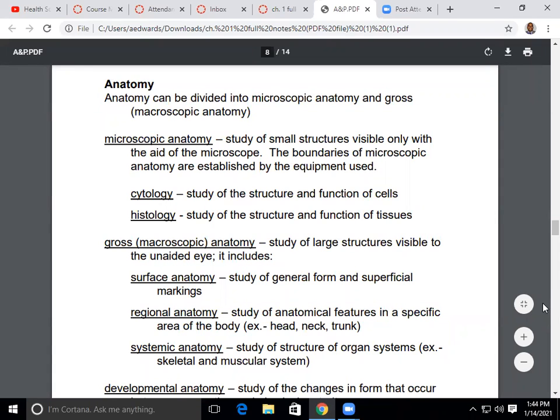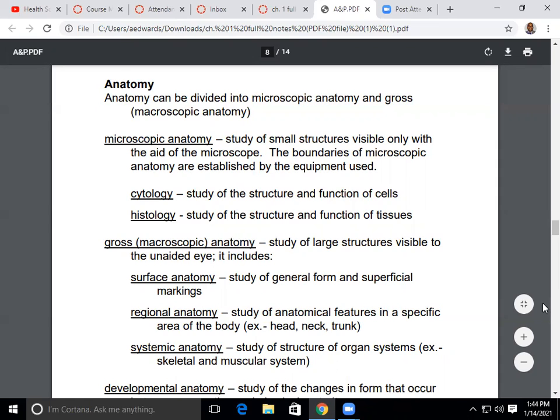All right. So anatomy can be divided into microscopic anatomy and macroscopic anatomy, or gross anatomy. So microscopic anatomy means you have to use a microscope to see the structures. The boundaries of microscopic anatomy are established by the equipment used.